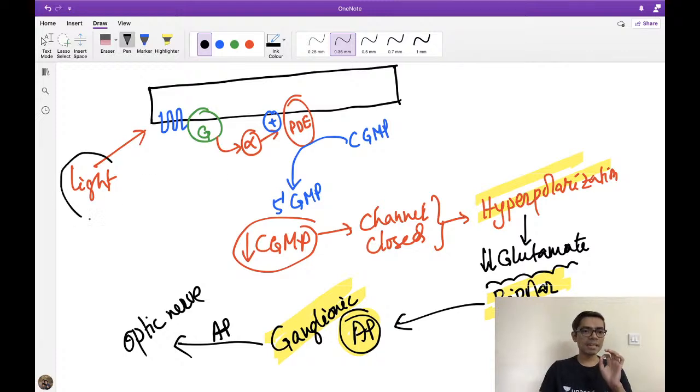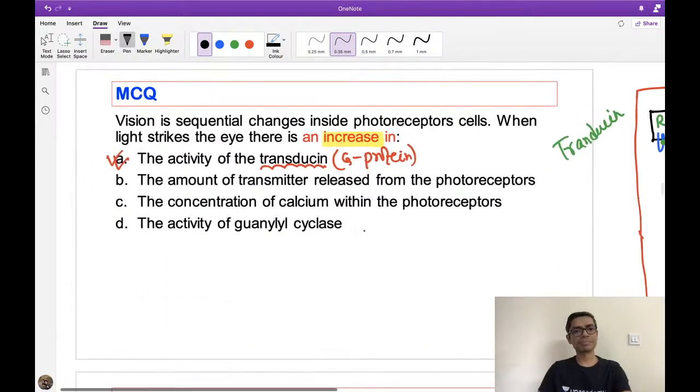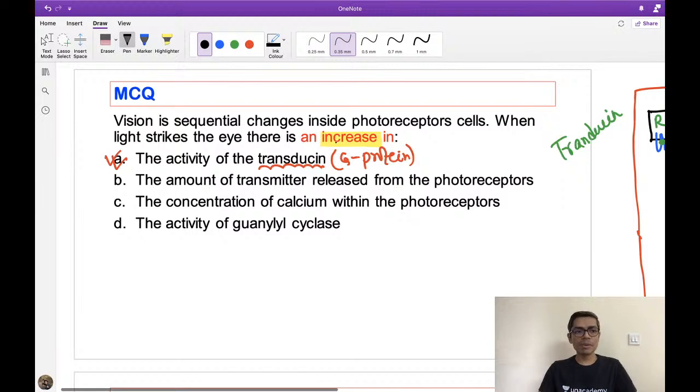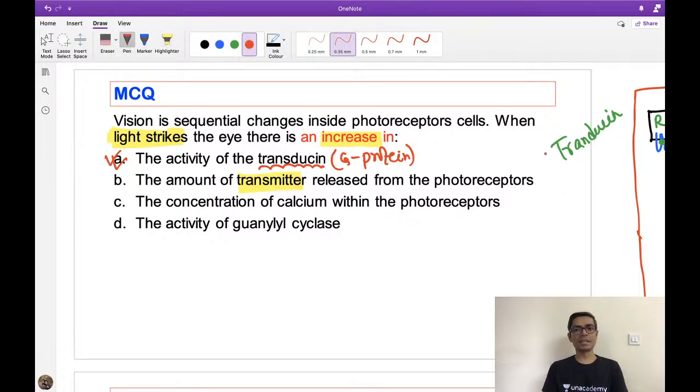So in presence of light, photoreceptor cell is hyperpolarized, glutamate release decreases, which activates the bipolar cell that produces action potential on ganglionic cell. Now if you look at the original question, the question is asking which of the following is increased in presence of light. So when the light is striking the retina, which of the following increases? The amount of neurotransmitter released from the photoreceptor cell, we have seen, will decrease in the rod cell.